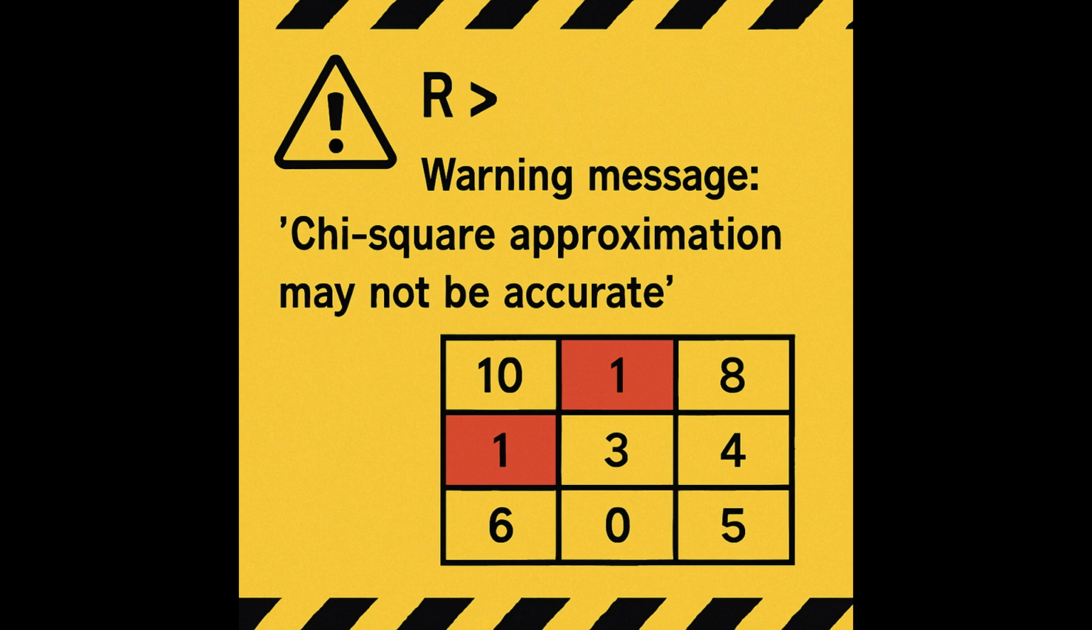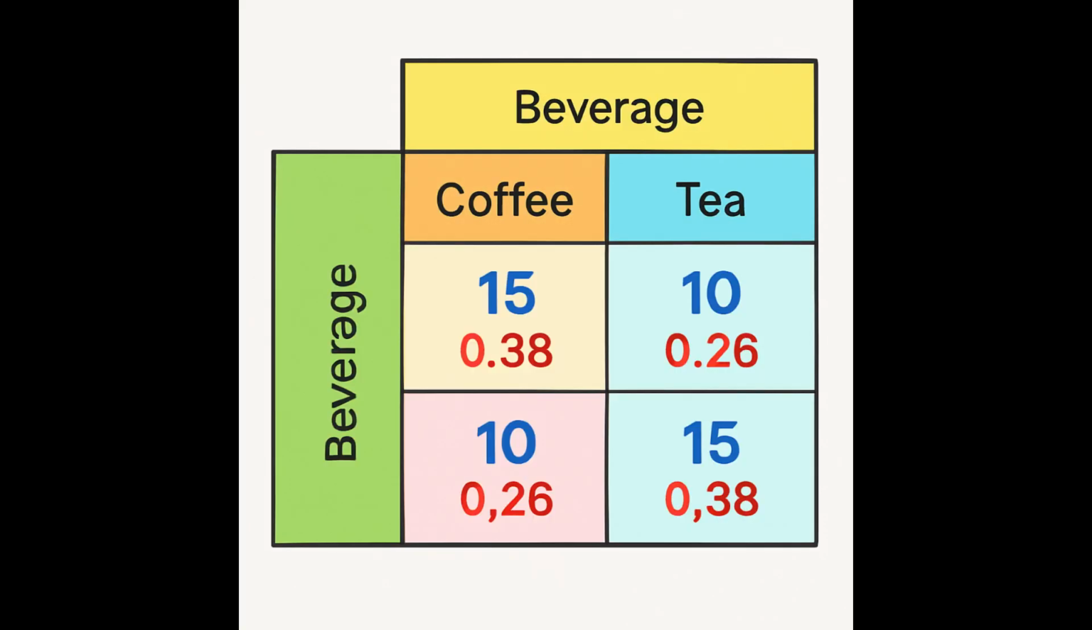This is a common warning when the sample size isn't sufficient or there are cells with low expected counts. In such cases, it is better to use a more reliable analysis method than the standard chi-squared test. That's why we use Fisher's exact test.